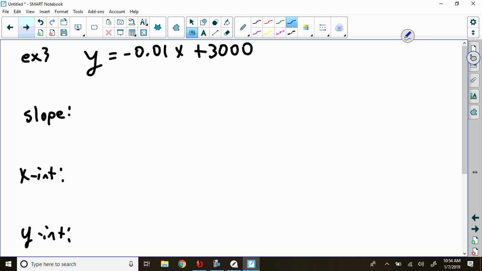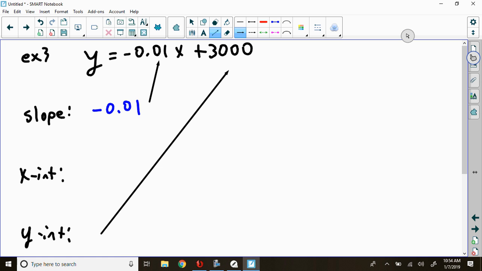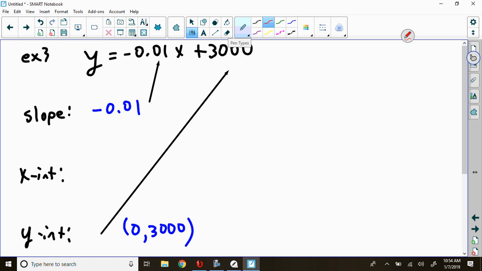Slope should be easy, negative 0.01, right? That's easy enough to find. Y equals mx plus b. Y-intercept should be easy, right? Y-intercept is 3,000. Remember, the y-intercept is the value of y when x is 0. The x-intercept, that's going to be the tough one on this. Being able to see the graph, that's going to be the tough one on this.